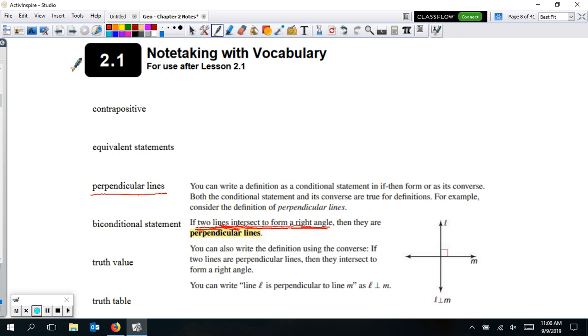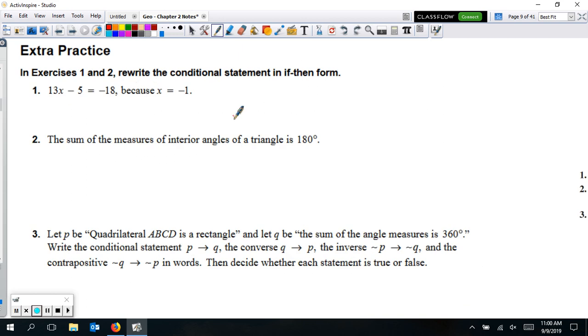And then number 3 wants you to do all the stuff that we just did to that one statement about yesterday being Wednesday and today being Thursday. You're going to do that for what it gives you there, for that conditional statement that it gives you. So that's right here on extra practice. Start with 1 through 3, and then go on to 4 through 6.